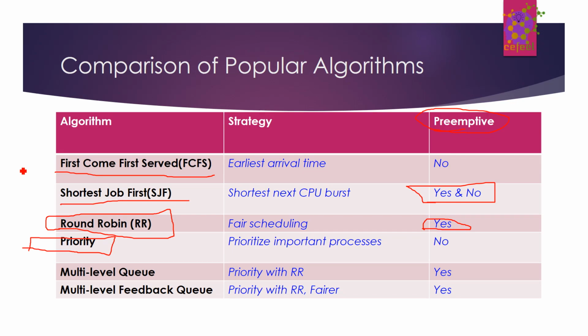And as you can guess, this is non-preemptive, which means once the priority process takes over, it keeps the CPU till it completes, or it goes into IO.